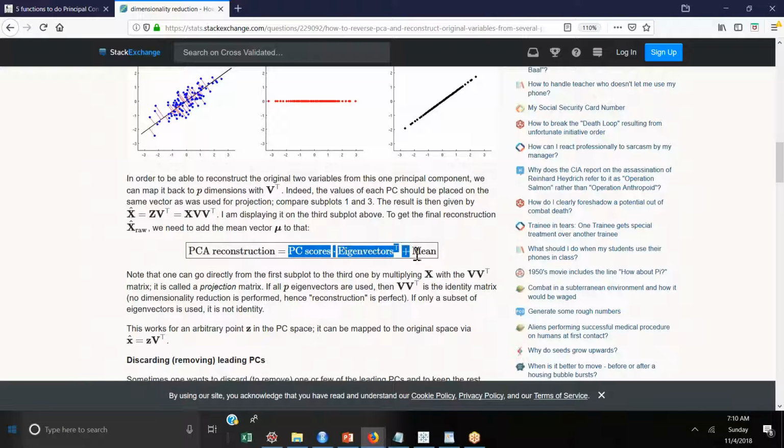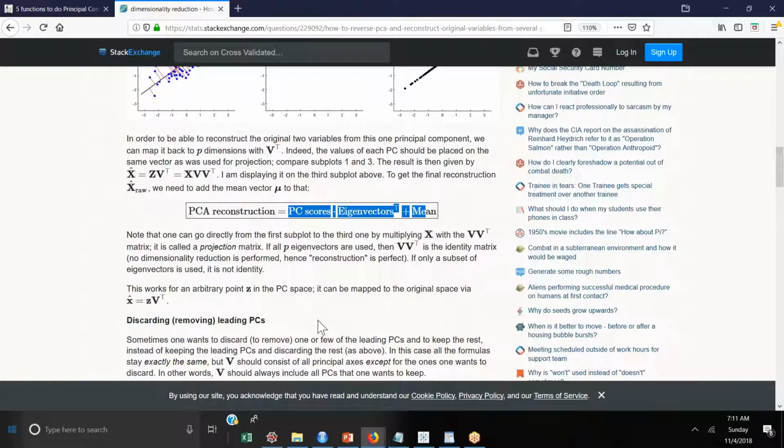Okay, so this is to get back to your original data. But right now it is only called PCA reconstruction. I didn't say original data reconstruction, because I'm using part of the dimensions only. Agree, sir? This is how you can get back.